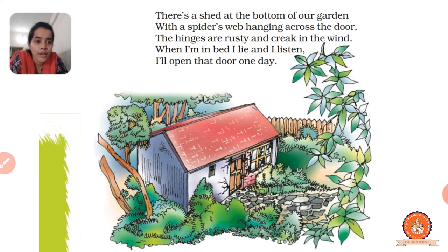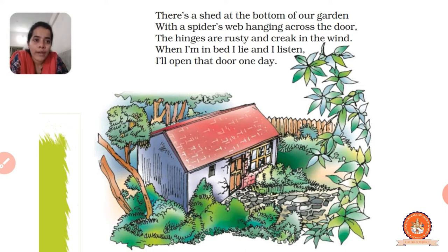Hinges means the doors are very rusty, in the sense it has got rust on it. It is in very bad condition, and creaks in the wind. The wind is passing through it, and he can hear a very different kind of sound from there. He is saying that when I am lying on my bed, I can listen to all these types of noises which I am getting from this shed.